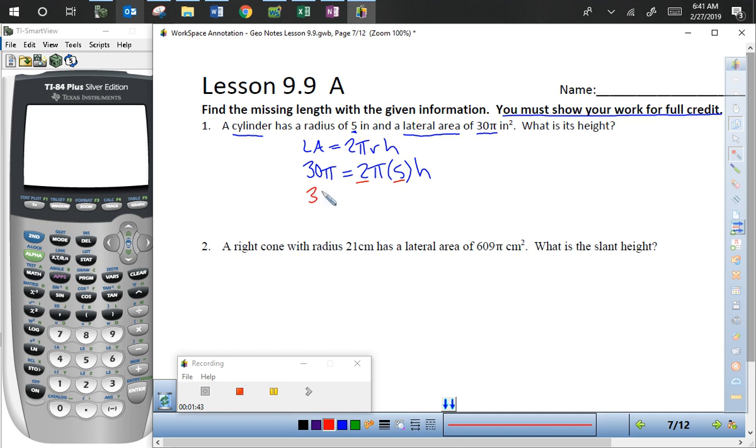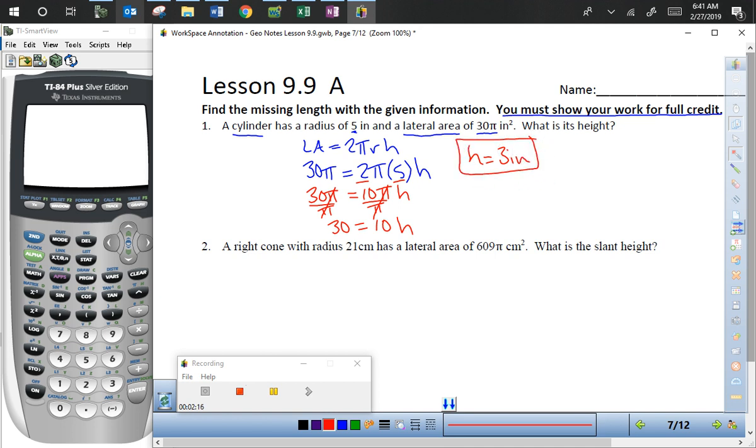Okay, so I'll leave the 30 pi alone, and then over here we've got 2 times 5. We're going to multiply the numbers that look like numbers together. Okay, 2 times 5 is 10, and then we've got pi H. Next thing we're going to do is go ahead and get rid of the pi on both sides. So we'll divide by pi. Okay, those just cancel here, so we're left with 30 equals 10h. One more step, we just have to divide by 10, and that gives us h is 3 inches.